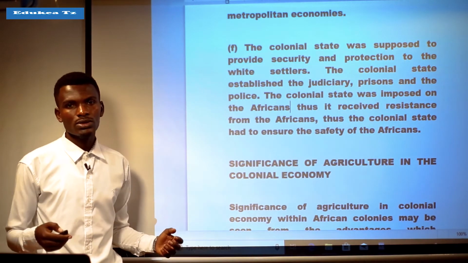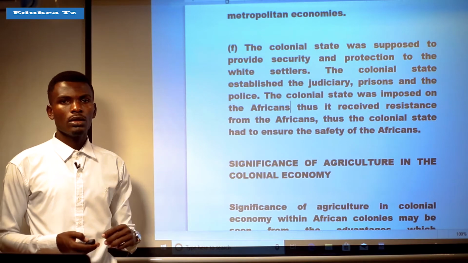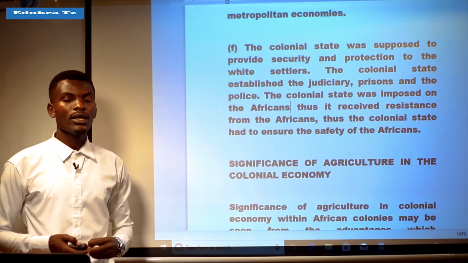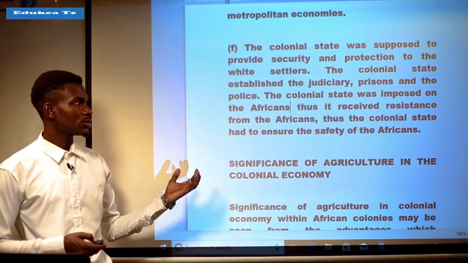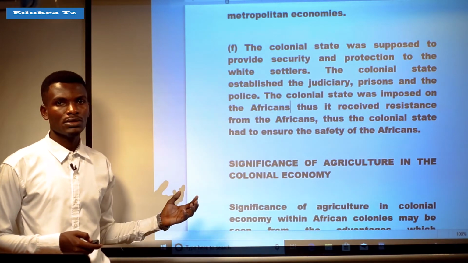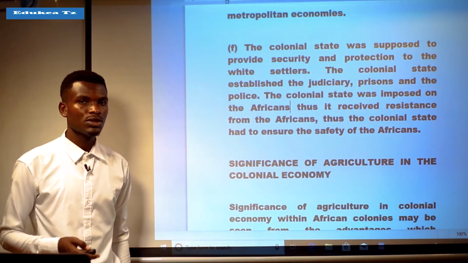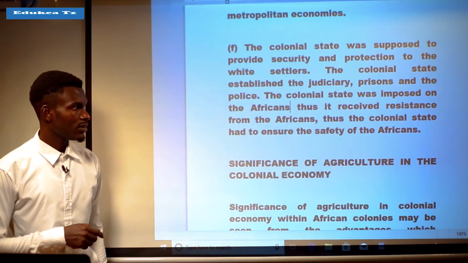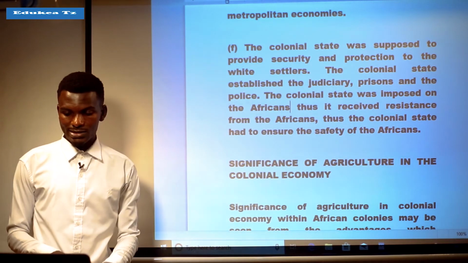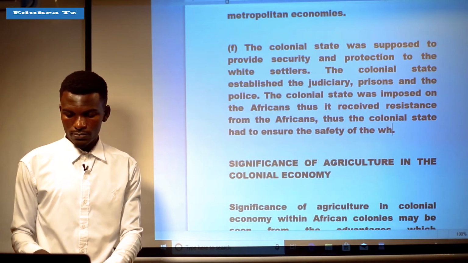So due to the presence of the established colonial states, colonial instruments like prisons, police, and the judiciary were there to protect and provide security to the white settlers, as the colonialists received African resistance. So they were established in order to suppress that resistance. Thus, the colonial state had to ensure the safety of the whites, not Africans. Oh, that is a big mistake. Of the whites.